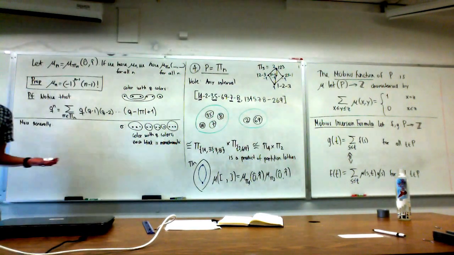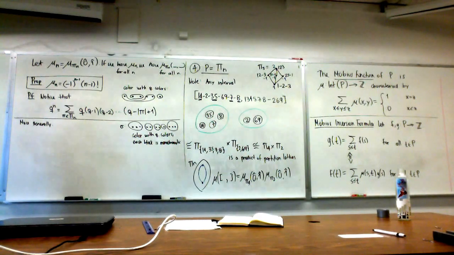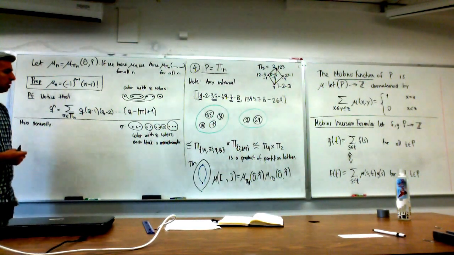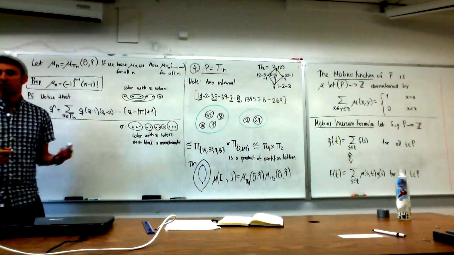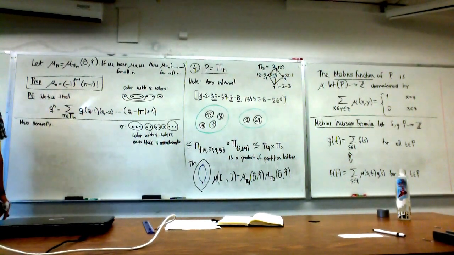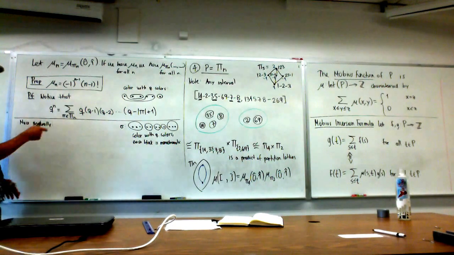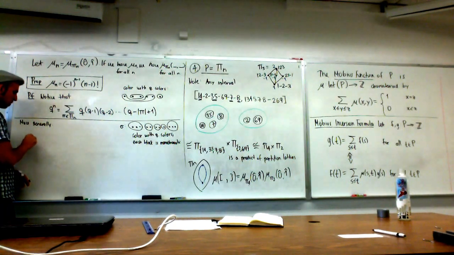So sigma is a partition of the set from 1 up to n, and I want to color the ball with 2 colors so that each block of sigma is monochromatic. So how many ways are there of doing that? Well, it's the same thing. I just have to choose one color for each block of sigma.